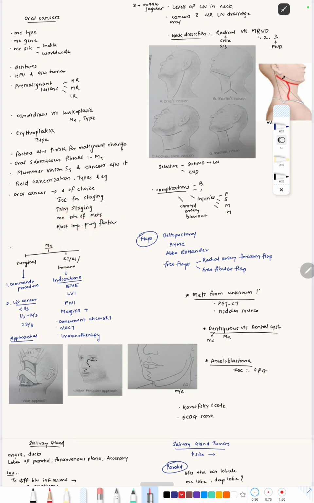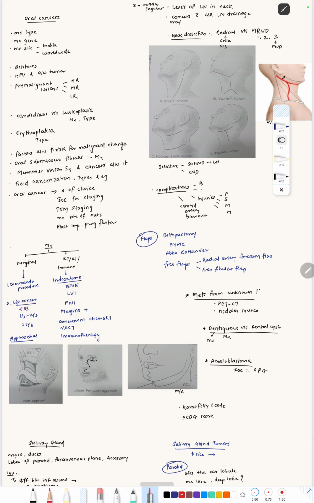Talking about the management of oral cancers, it's either surgical or chemo, radio, immunotherapy. So talking about the surgical management first, the first is going to be the commando procedure. In the commando procedure, first we go for wide local excision with a margin of 0.5 cm. R0 resection is to be done, followed by lymph node dissection, followed by neck dissection. So it is a very long procedure, so it is called the commando procedure.